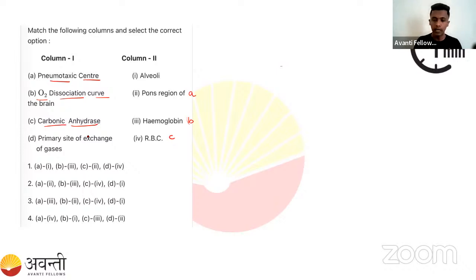And a lot of capillaries are intertwined with your alveoli. So that is why it becomes a very primary site for gas exchange. Okay, so I will write it here as 1. So if you just match your options, it should be option 2. Okay, option 2 is the right option.